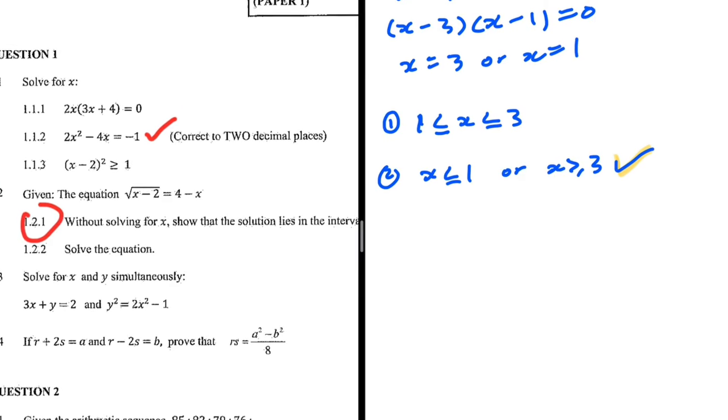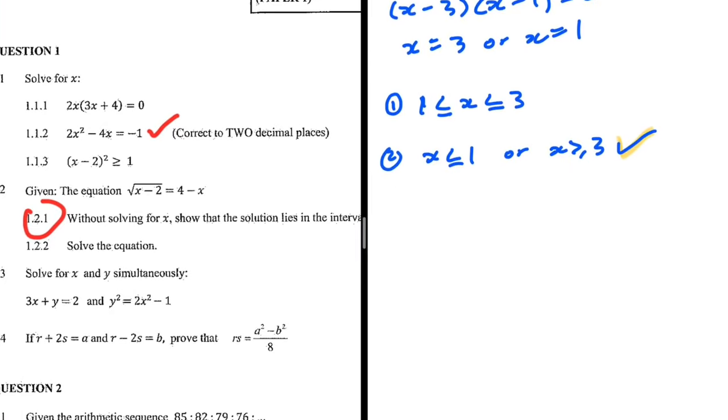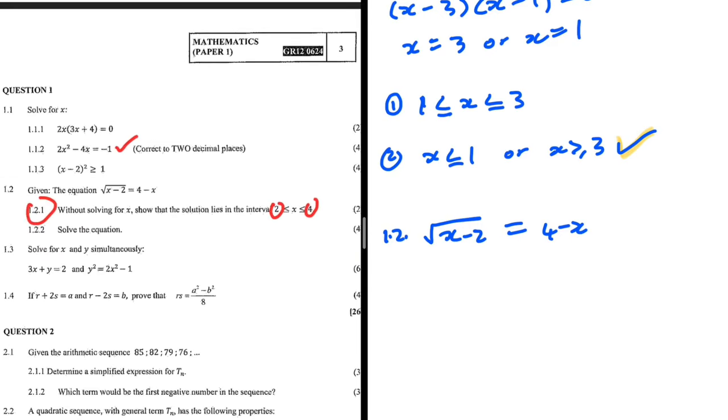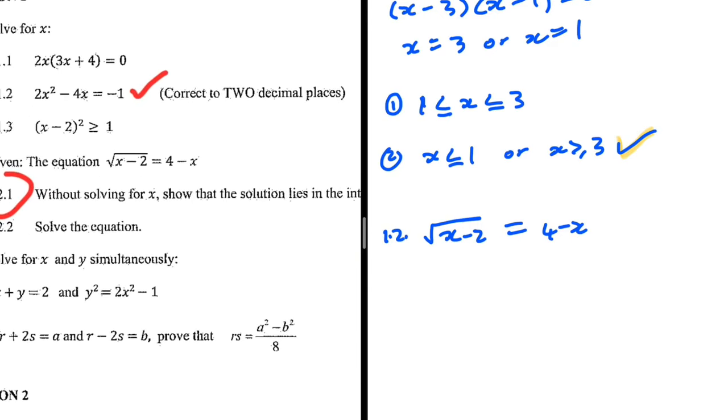And then now comes the question I want you guys to help me with. Take a look at 1.2. 1.2 says we're given an equation, square root of x minus 2 is equals to 4 minus x. And the question is saying, without solving for x, show that the solution lies in the interval 2 to 4. Right, without solving the equation. Let's show that.